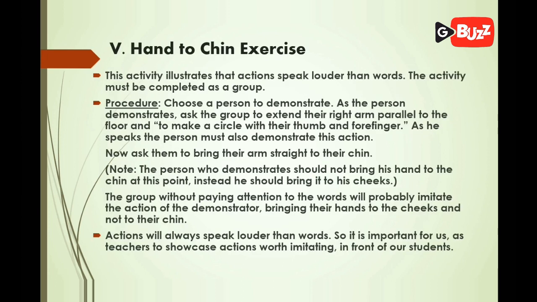Hand to chin exercise. This is a funny yet insightful activity that gives us the moral that actions speak louder than words. This activity can also be done in a group, which would make it more interesting. To begin the exercise, choose a person to demonstrate. As he demonstrates, ask the group to extend the right arm parallel to the floor and to make a circle with the thumb and forefinger. As the speaker demonstrates, the group must do the same.